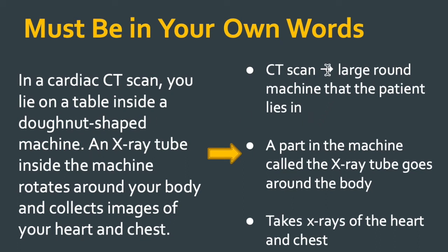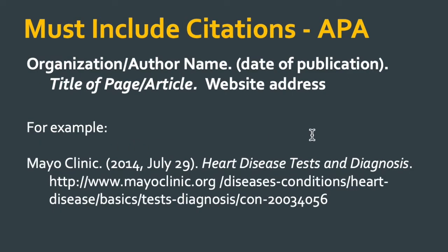And I have an arrow here because you can use whatever symbols you want. So think about the symbols that will make your life a little easier to replace words. So it makes it faster for you to take notes. So CT scan, large round machine that the patient lies in. That's basically exactly what it says right here. And I don't need the rest of those words and I don't need those terms. I get the idea.